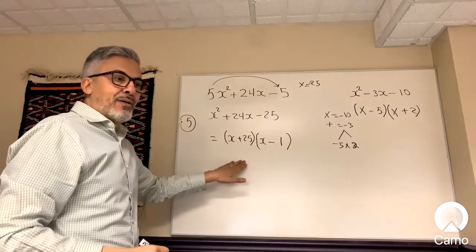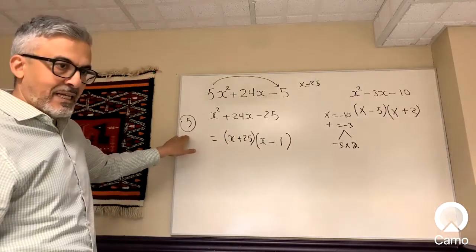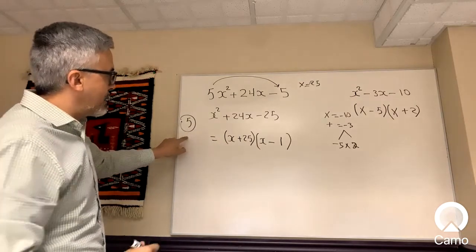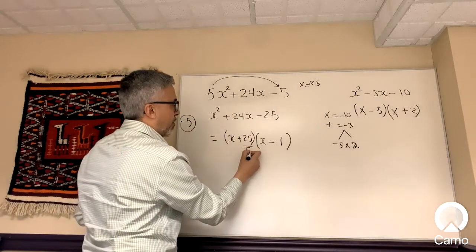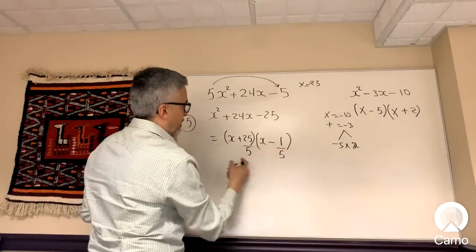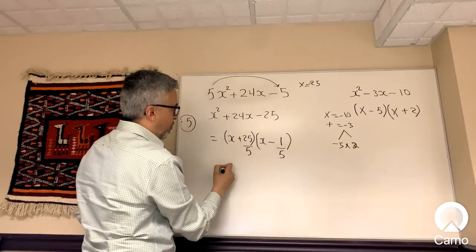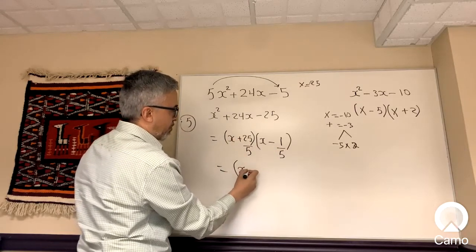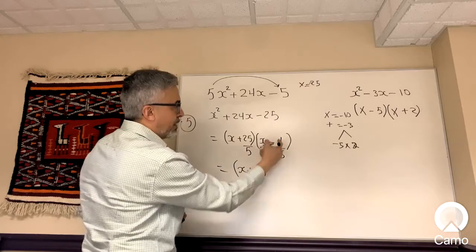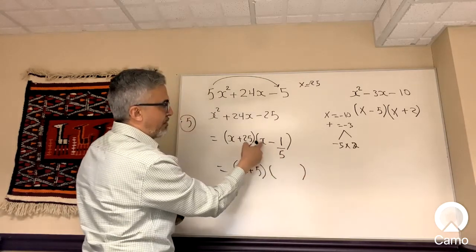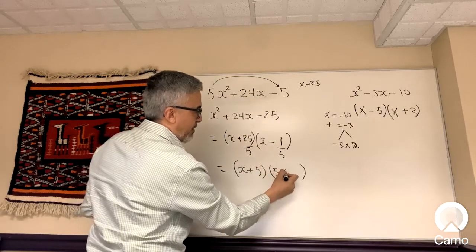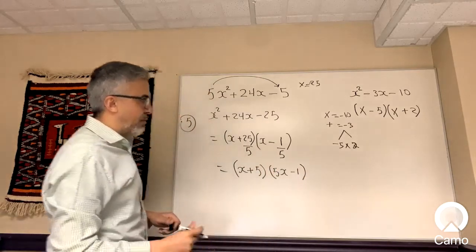But it doesn't stop here though. See this 5 that I said, keep that in mind. Now you take this 5 here and divide both of these numbers by the 5. This will divide and will give you x plus 5. But this one doesn't divide. So what we ask you to do, just stick that 5 in front of the x right there, and just leave the 1 by itself.